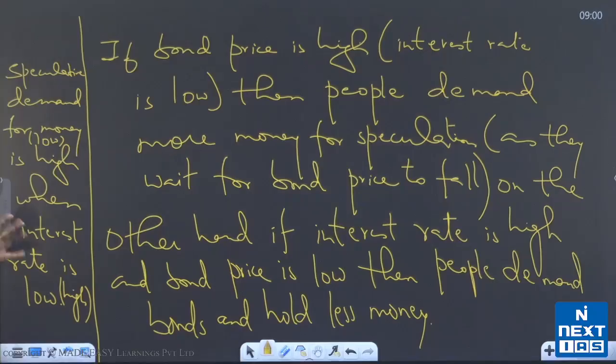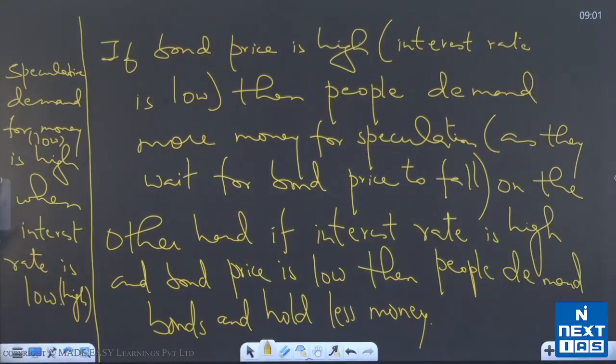I'll tell you a wrong way, but that can help you remember in the exam. Please don't say this in an interview or something. But the wrong way is that I keep more money in my bank when the bank gives me high interest rate, and I don't keep it in my hand. So I demand less money when interest rate is high. I keep it in the bank, and I demand more money in my hand when the bank gives me lesser interest rate. You understand that? Same story you can keep here also in the mind. Are we clear on this?